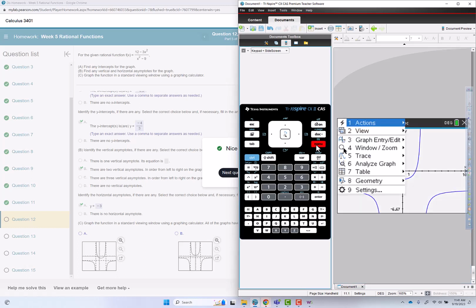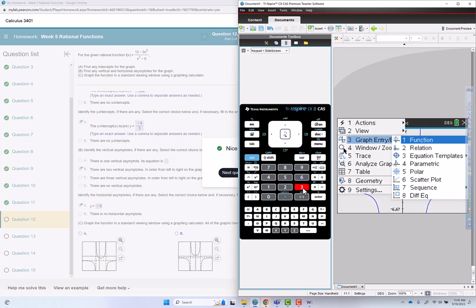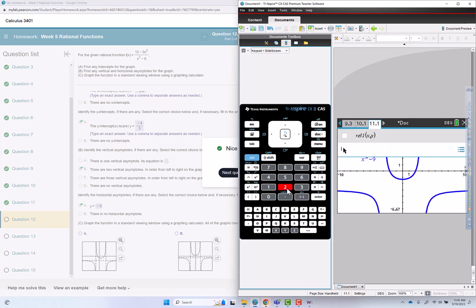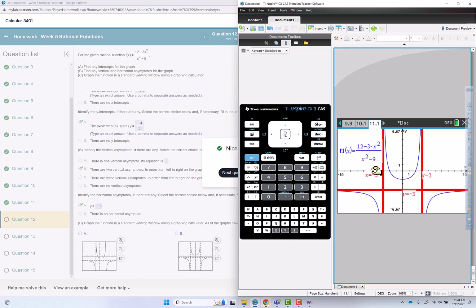So menu, graph entry edit, I want relations graph, so x equals -3, then x equals positive 3, and then y equals negative 3. So I've got them in.